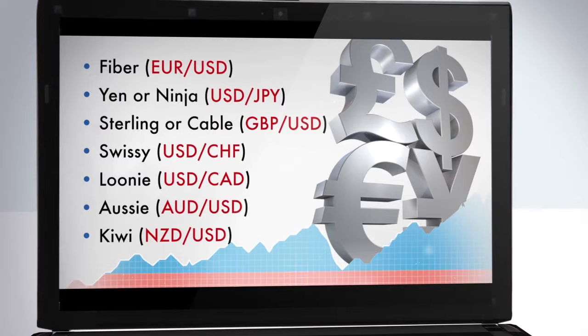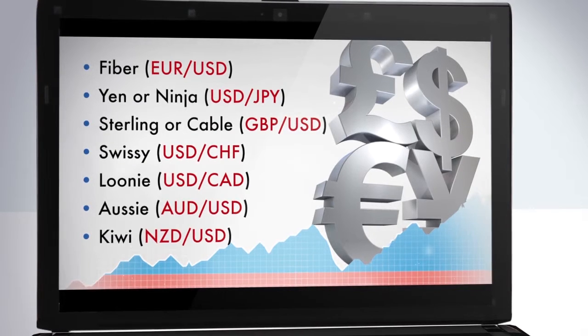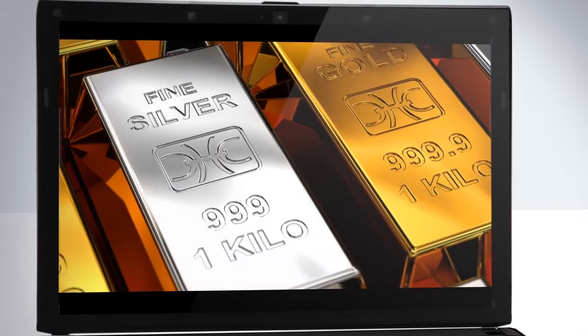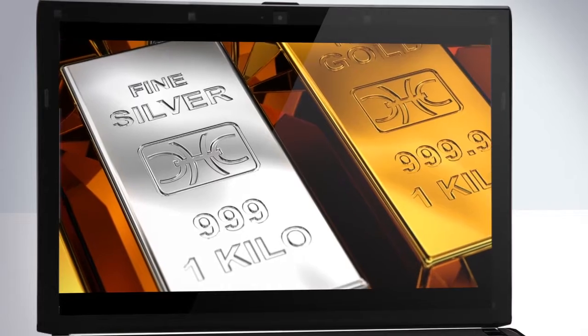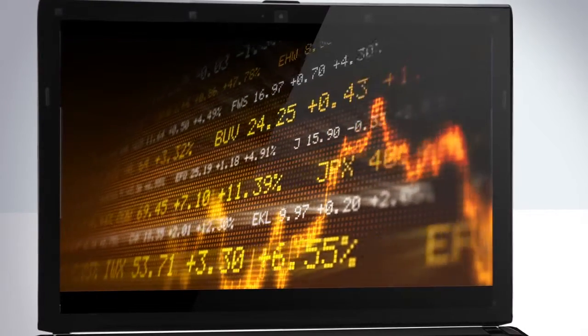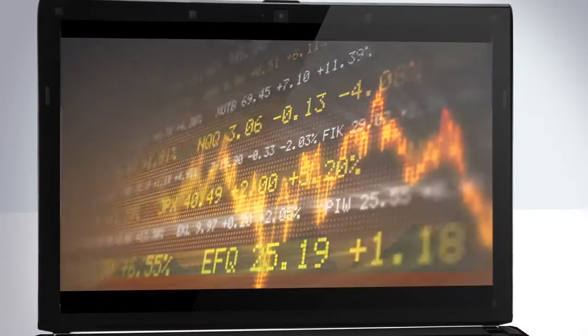Moving on to metals trading. In addition to currency pairs, metals have also been one of the most traded commodities. Historically, people used to store gold and silver in order to safeguard against currency risk, and this trend has started gaining momentum in electronic trading as well.